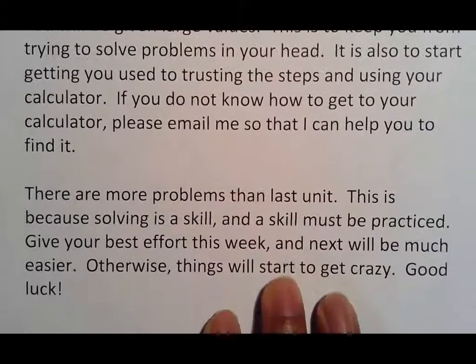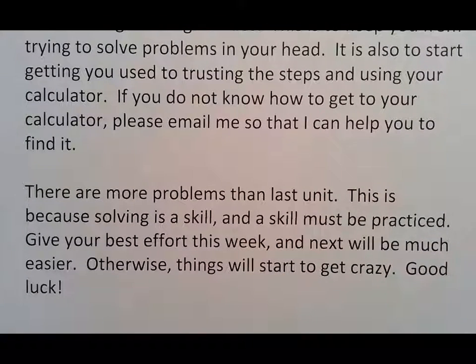But again, if you give your effort this week to learn the basic steps, because what we're doing right now is one decision, next week will be easier to deal with because next week we get into doing 2 decisions at once. So you need to make sure you have this down. So other than that, go to your homework. Again, email any questions you have, and good luck.